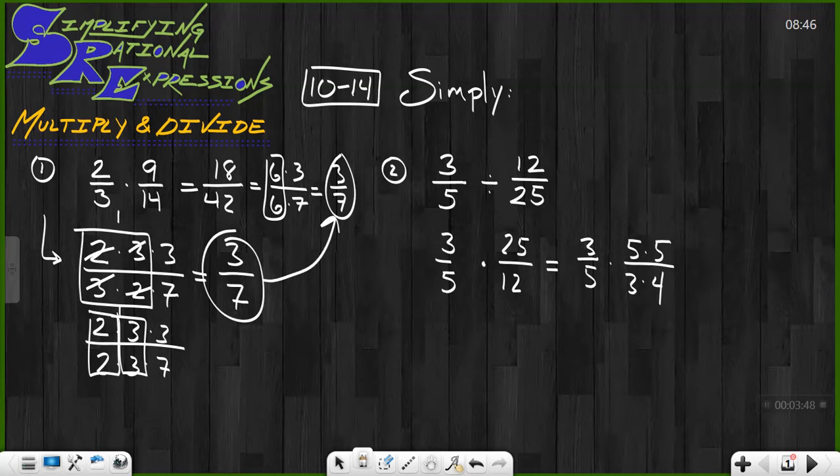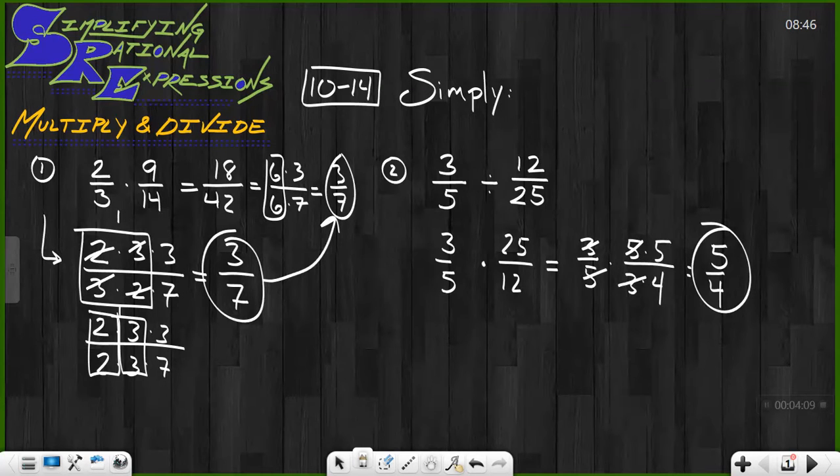All right, and then when I see that, I see I've got a 3 on top, 3 on bottom, 5 on bottom, 5 on top, and therefore this entire thing simplifies down to 5/4. All right, with no need to reduce further because we already took out the common factors on both top and bottom. That's multiplying and dividing fractions and simplifying them as you know it.